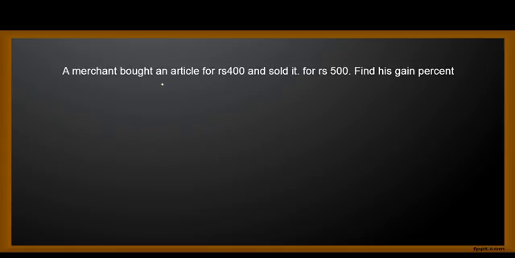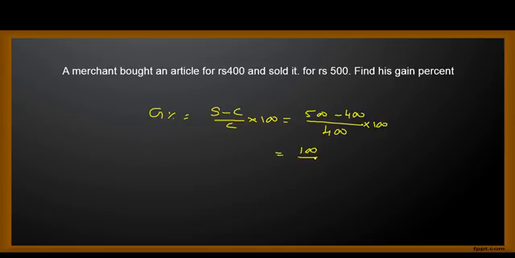A merchant bought an article for 400 rupees and sold it for 500 rupees. Find his gain percent. Gain percentage is equivalent to selling price minus cost price by cost price into 100. What is selling price here? 500. What is cost price? 400. So 100 by 400 into 100, which equals 25%.